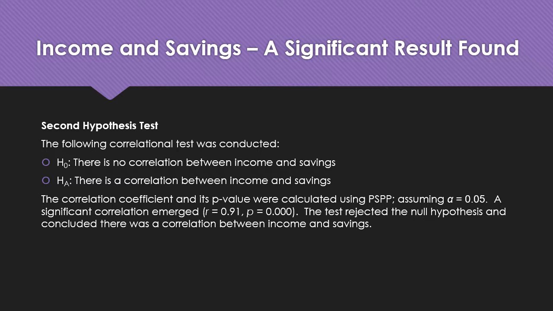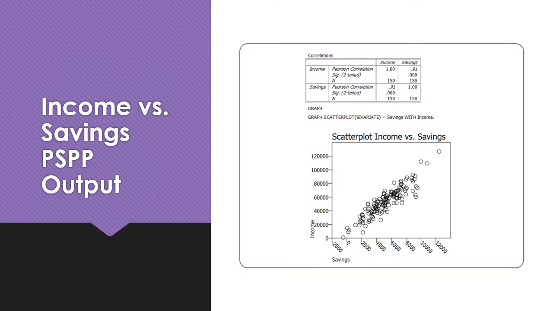What we noticed here was that a significant correlation emerged in that the Pearson's correlation coefficient indicated a very strong positive correlation. So this test rejected the null hypothesis and concluded that there was a correlation between income and savings.